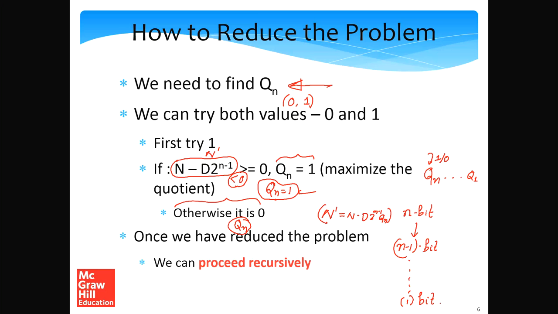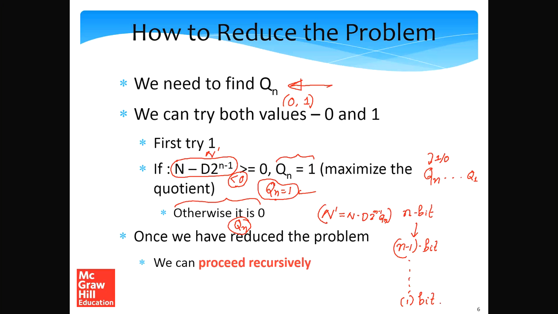Alright, so the long and short of this slide, the summary of this slide, is that we now have a method of computing a single bit in the quotient, which is the most significant bit. What we do is that we first make a guess. We see whether, if it's 1, it'll work or not. The reason for this is that we want to maximize our quotient.